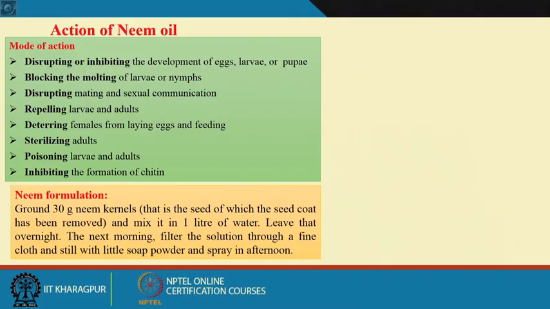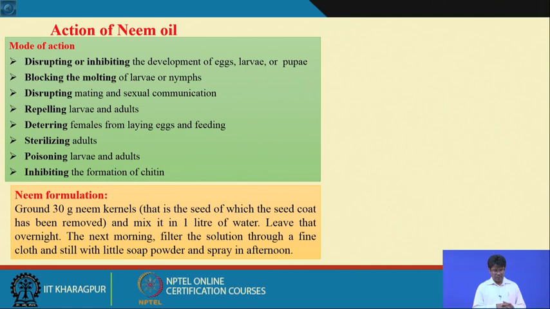As you see, the neem oil, we are discussing the action of neem oils. The mode of action of neem oils is disrupting or inhibiting development of eggs, larva and pupa. Secondly, blocking the molting of larva or nymphs. It can reduce the molting, that is, insects usually change their outer skin, and by using neem oils they can block the molting of the larvae, so that the growth of the insect and pest is also restricted.